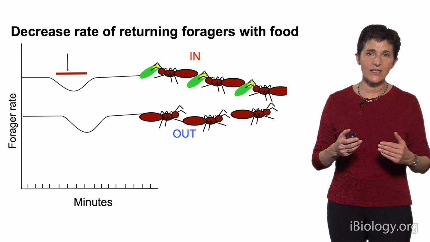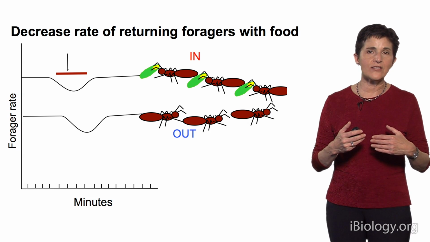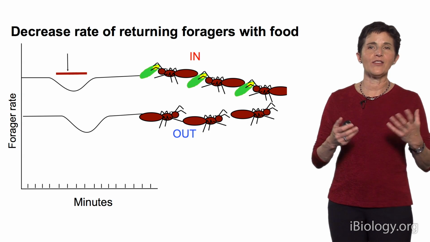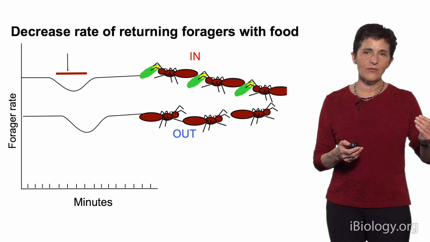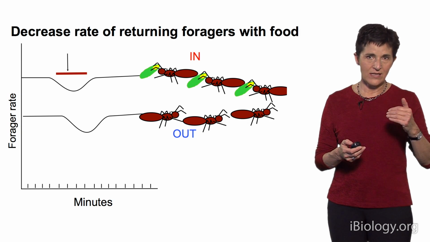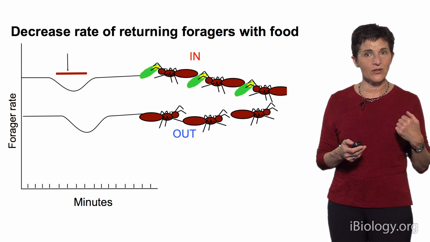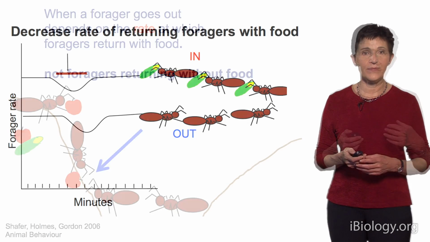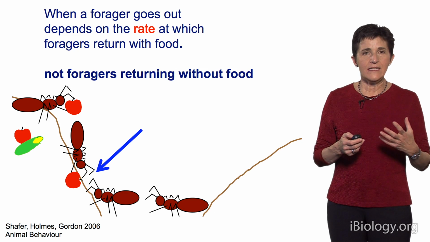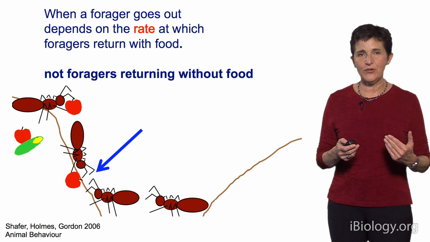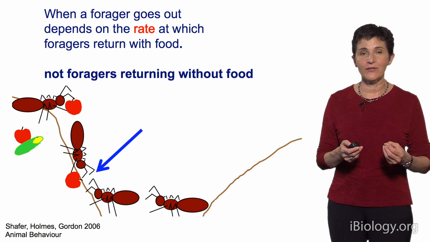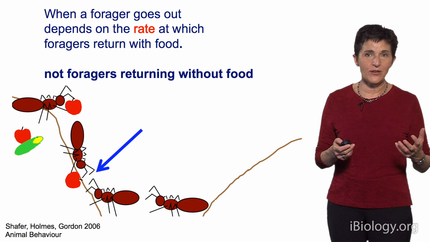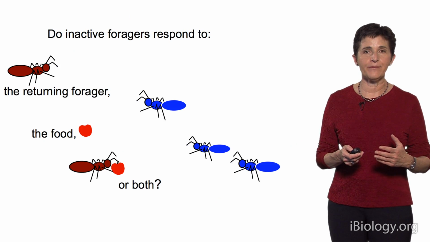And that decrease in the rate at which they leave the nest is larger than can be accounted for by the fact that there's lots of foragers stuck in the plastic box. So when the rate at which foragers go in decreases, the rate at which foragers go out decreases. When a forager goes out, it depends on the rate at which foragers return with food, but not foragers returning without food. We did some experiments early on in which we took away the few ants that come back without food, and we found that it made no difference to the rate at which foragers are leaving.